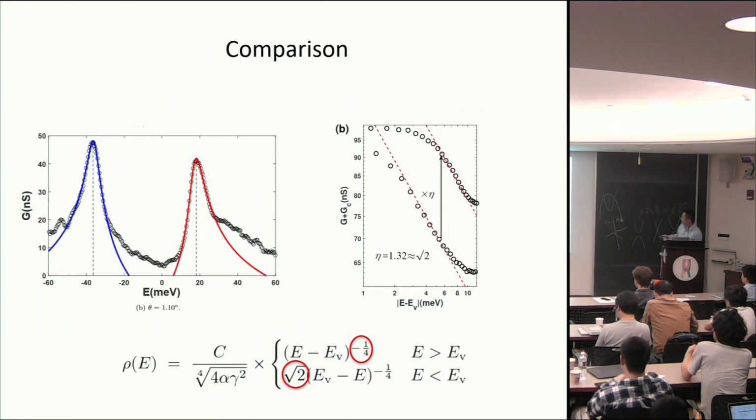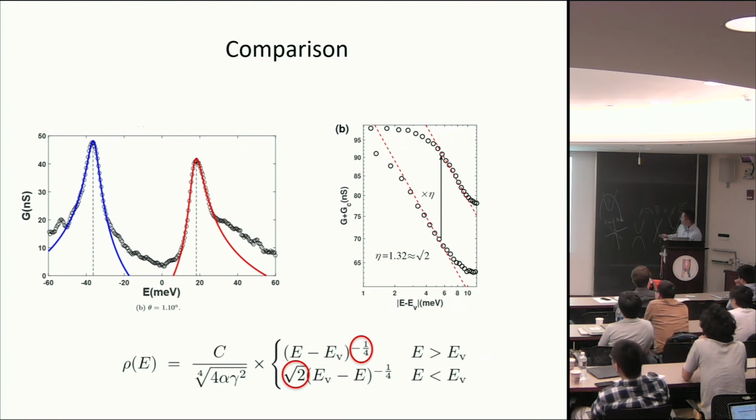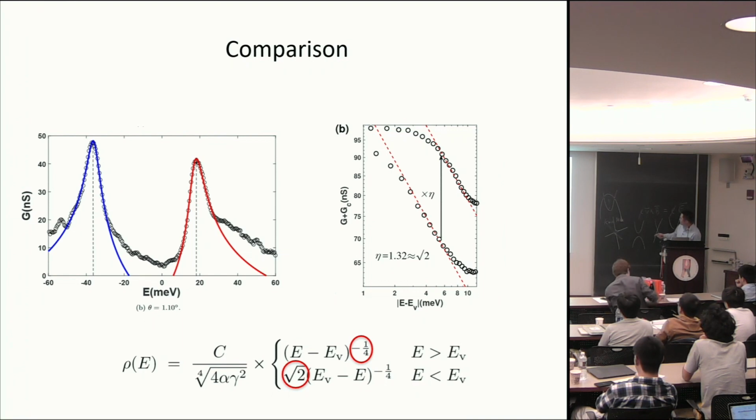So this is the dI/dV spectrum right at the magic angle, 1.1 degrees. If we look at these data, we plot the dI/dV as a function of energy in a log-log plot. If it's a power law density of states, then in this log-log plot we should see straight lines. And indeed, you see that these data points fall on a straight line. These red dots have a slope of -1/4.